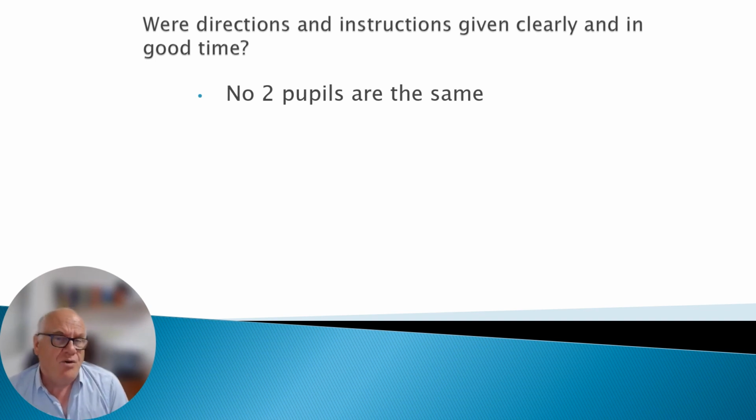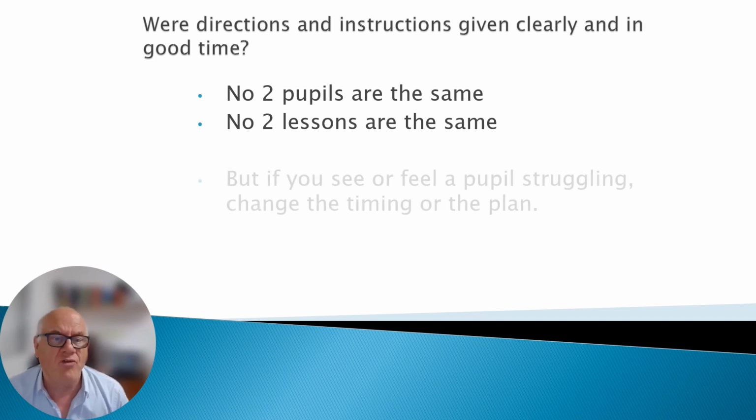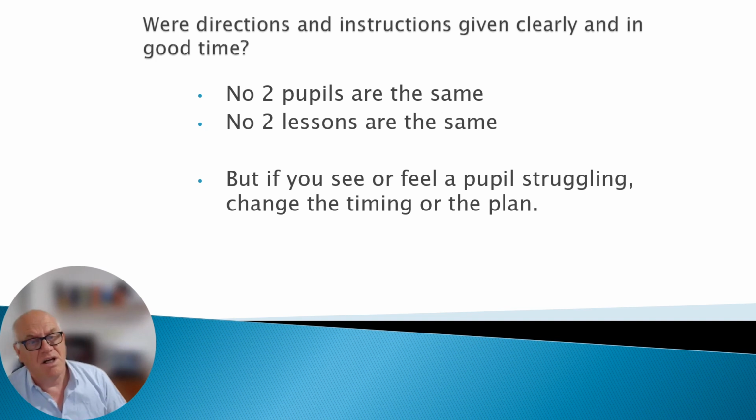The problem is no two pupils are the same. This isn't something where you can say, right, I will give my instructions 3.2 seconds before, etc., because no two pupils are the same, and for that matter, no two lessons are the same. Even your pupil today, tomorrow might need different instructions or different timings. As pupils struggle on one subject, you may need to back off. As I said, if you see a pupil struggling, you need to back off and change the timing or even change the plan. But get the feel of it.